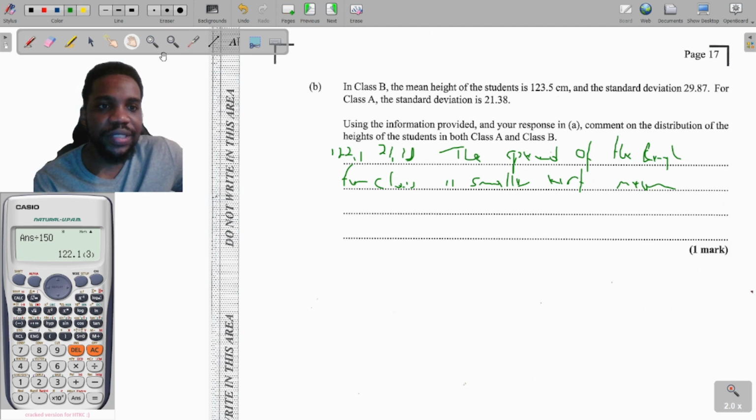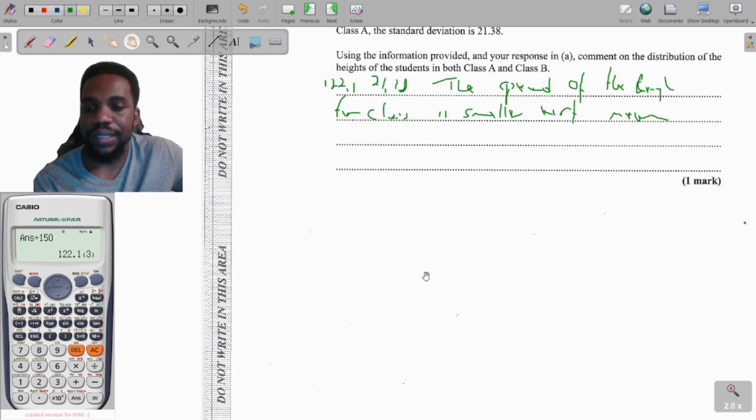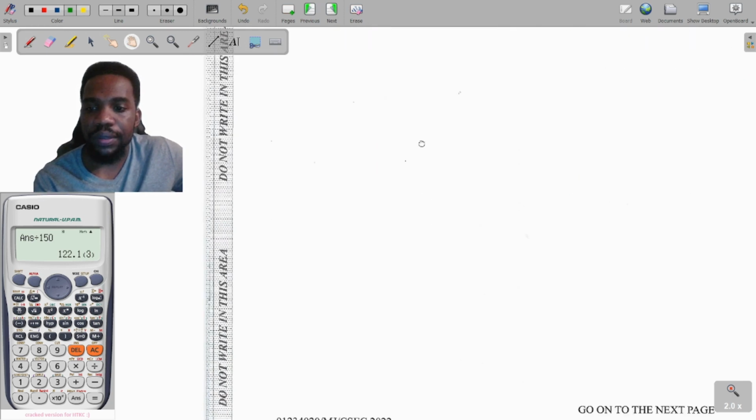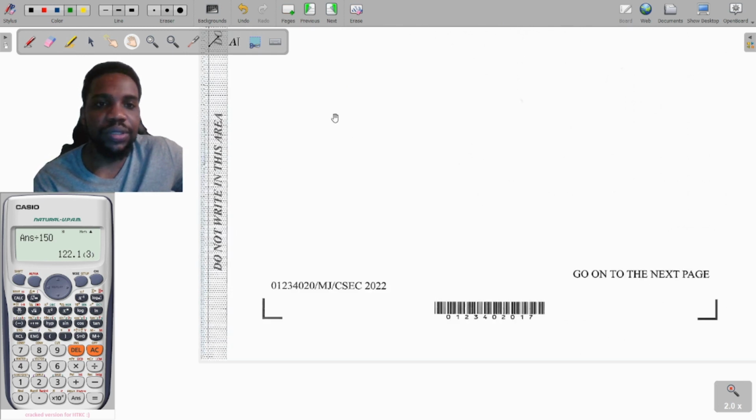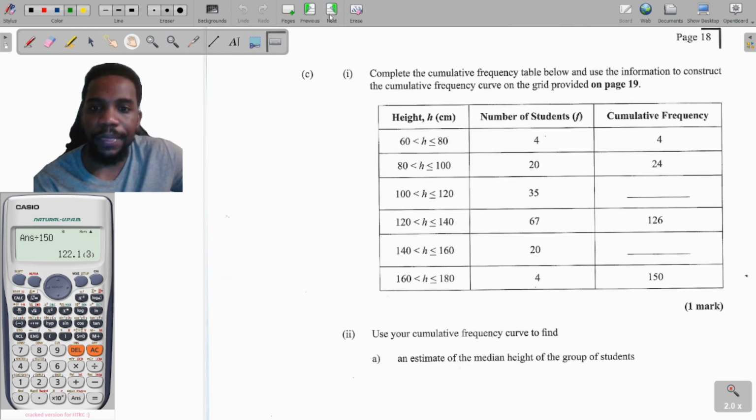All right, let's take this down and see if we have a next question on this page. All right, so that was the last question on that page. We go to the next page, which says complete the cumulative frequency table below and use it to construct the cumulative frequency curve on the grid provided. All right, cumulative frequency.